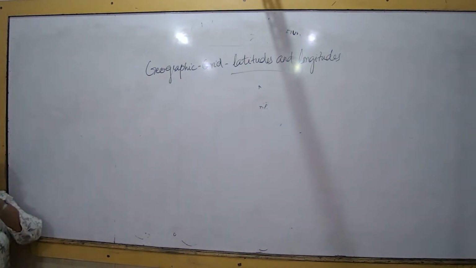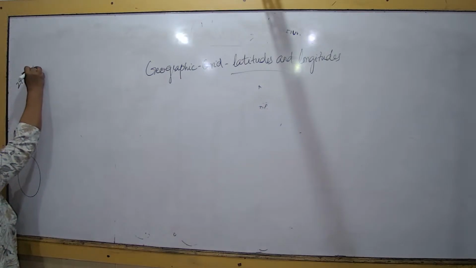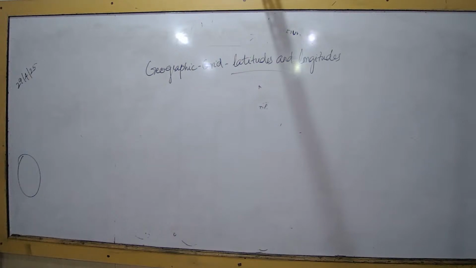See, what is the shape of the Earth? An oblate sphere, oblate spheroid. Because it is not exactly a perfect sphere. Now, on that Earth, how can we locate a place? With the help of latitudes and longitudes. It is a very complex process. Latitudes are east to west. So this calculation is a very complex process.